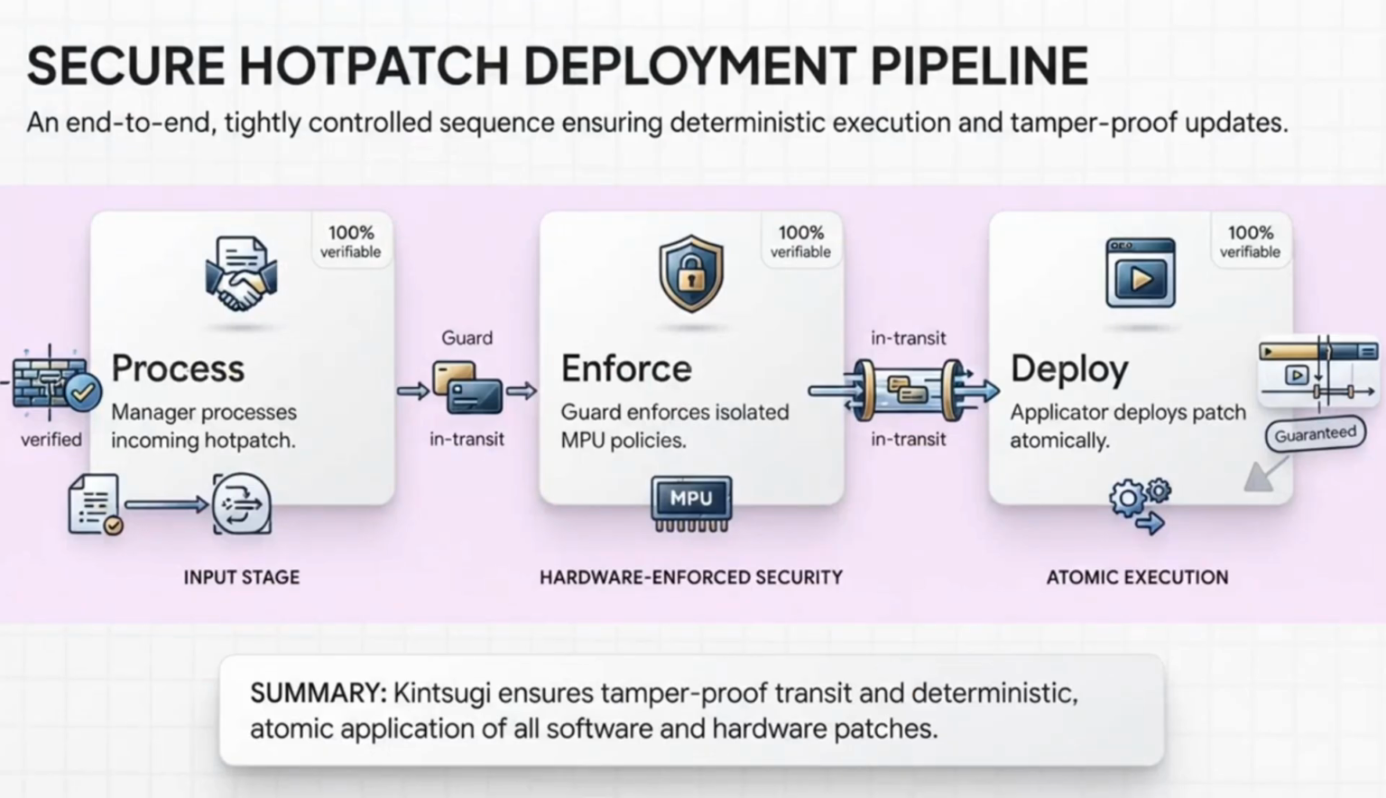To achieve this safely, Kintsugi maps out an end-to-end, highly secure deployment pipeline. First, a manager process handles the incoming hot patch. Next, a guard component enforces strict access using the hardware's own memory protection unit, guaranteeing that attackers can't tamper with the patch while it's in transit. Finally, the applicator deploys the patch atomically during that exact context switch we just talked about. It is an incredibly tightly controlled, secure sequence.